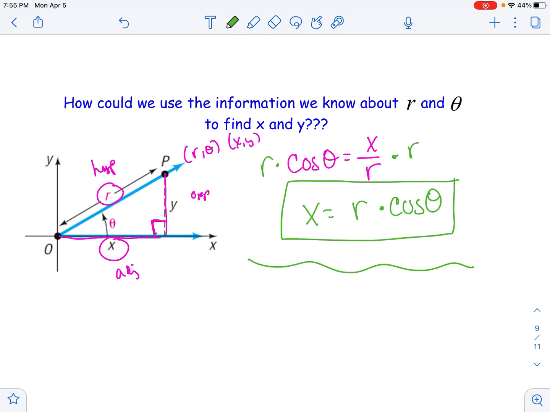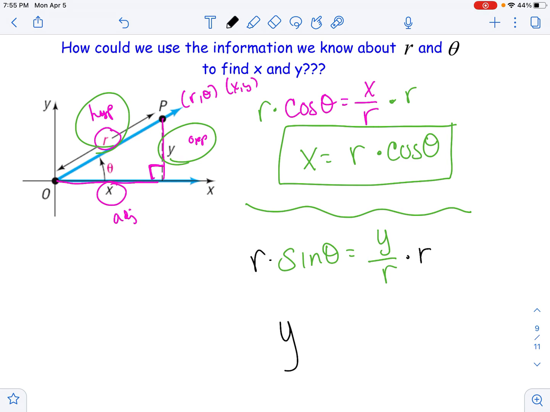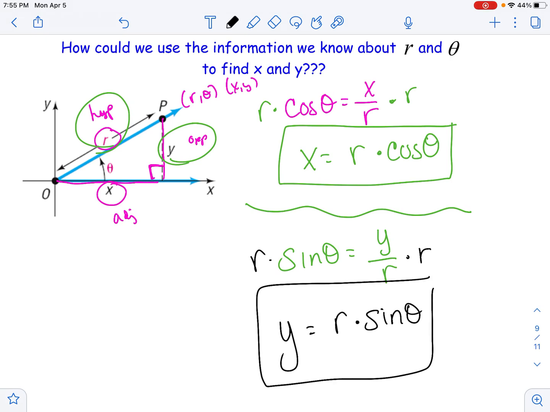All right, so let's do that exact same thing, but let's talk about y. So we know y is the opposite side. R is our hypotenuse. So if we do opposite and hypotenuse, we know that's going to be sine. So sine of theta is equal to y over r. If I multiply both sides by r, that tells us that y is equal to r times sine of theta. So if I have an r and a theta, I can just go ahead and plug in whatever r is, whatever theta is, and then find x and y.